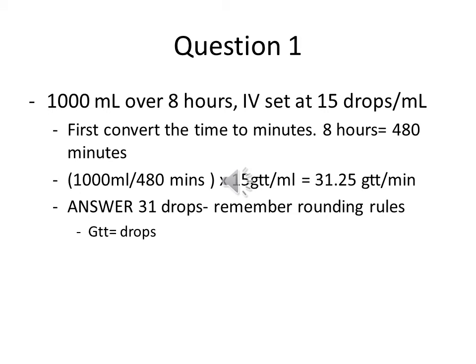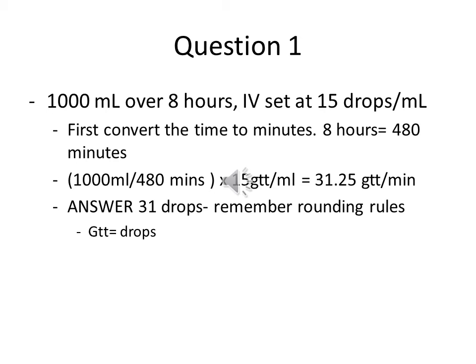Okay, so as you can see here, the question says you have 1,000 milliliters and you're going to use it over 8 hours, and the drip rate is set at 15 drops per milliliter. So the first thing you want to do is convert your hours into minutes. So 8 hours is equivalent to 480 minutes. All I'm doing is 8 times 60, that is 480.